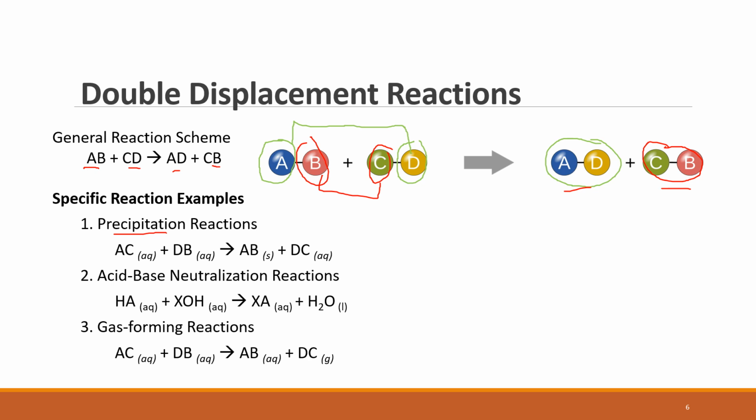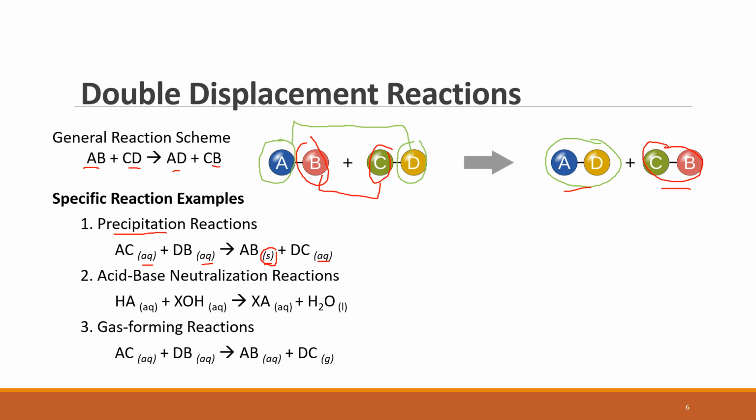Well, you look at these little letters in parentheses that come after each element or compound. Remember, the letter S stands for solid, so this particular example is a precipitation reaction because a solid is one of the products. You'll also notice that the other letters are AQs. Those stand for aqueous. That's when we have a substance that is dissolved in water.